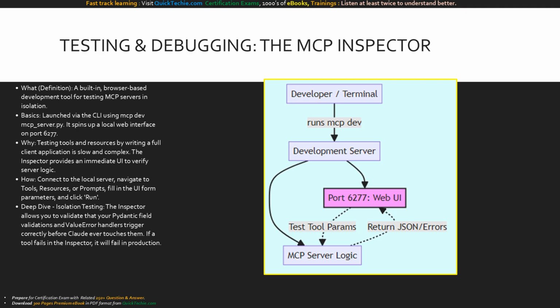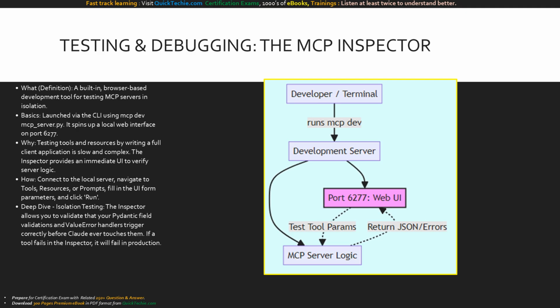This diagram displays the workflow of the MCP inspector. The developer initiates the MCP dev command in the terminal. This launches a development server that orchestrates two components simultaneously, your actual MCP server logic and a web UI hosted on port 6277. The dotted lines represent the testing loop.